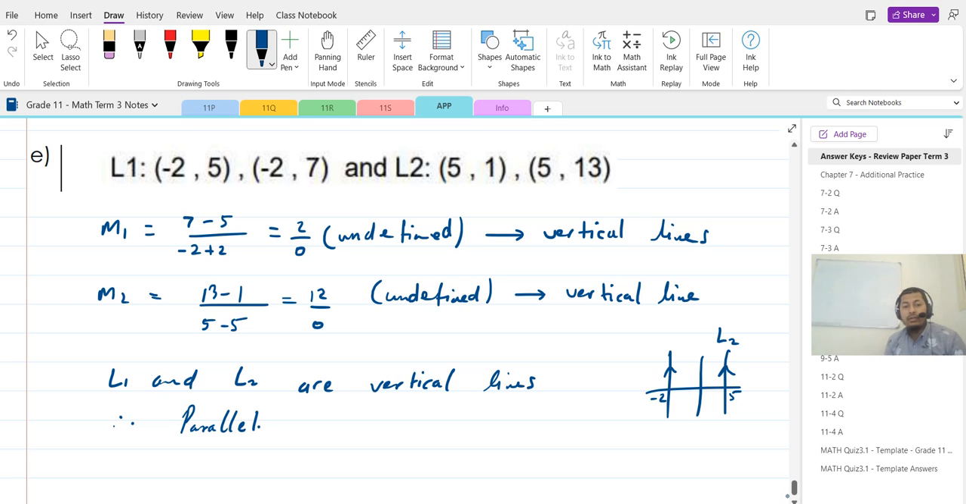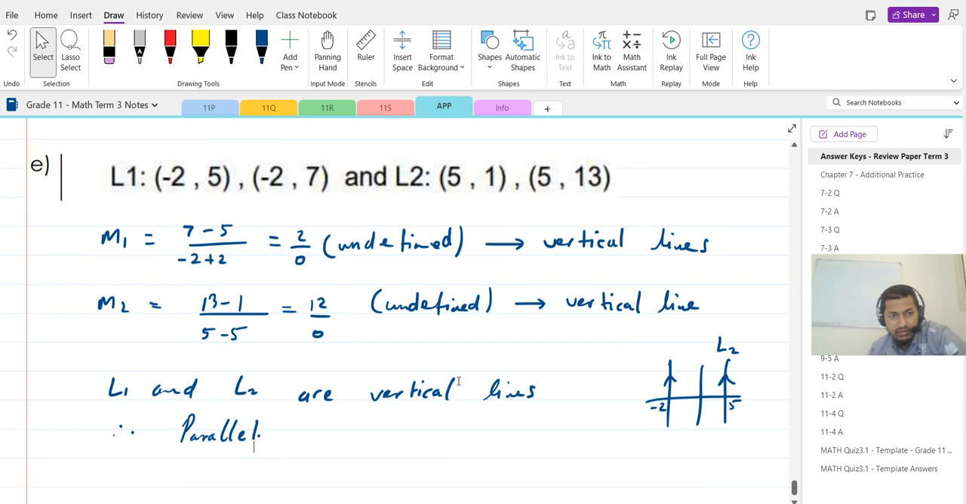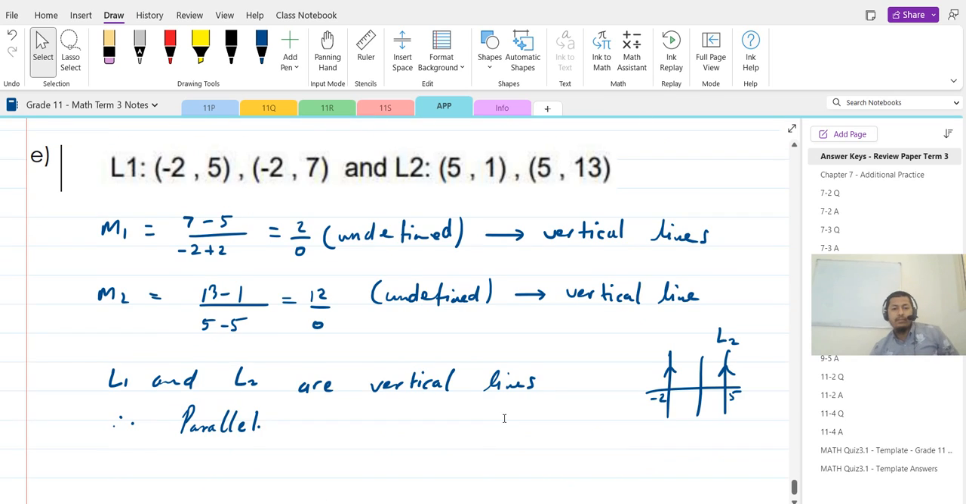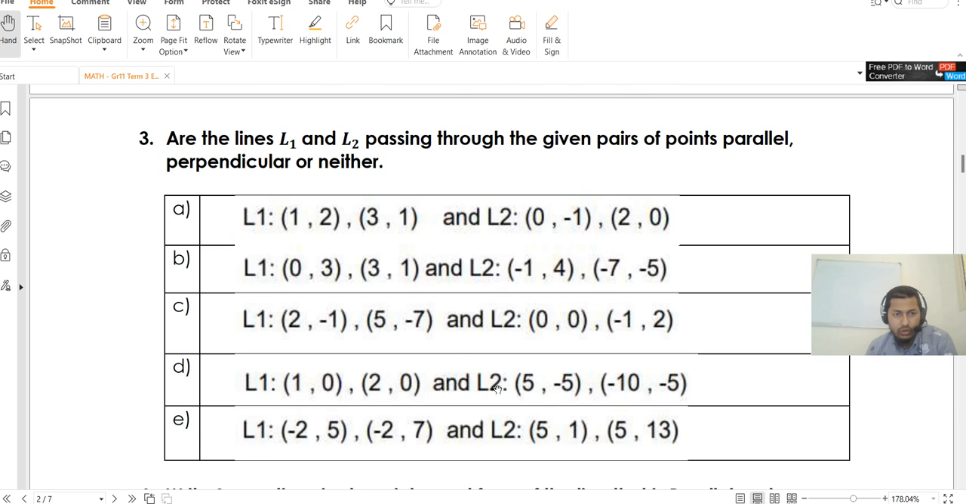Now remember, if you have one slope which is undefined and another slope which is 0, then those lines will become perpendicular. For example, if you have a horizontal line and a vertical line, obviously it will be perpendicular. Very important, right? Moving on to the next question.